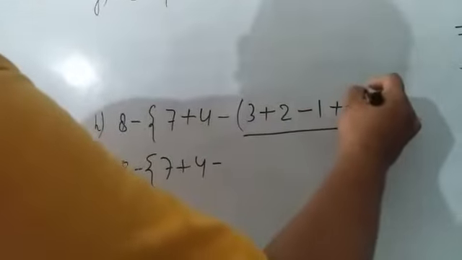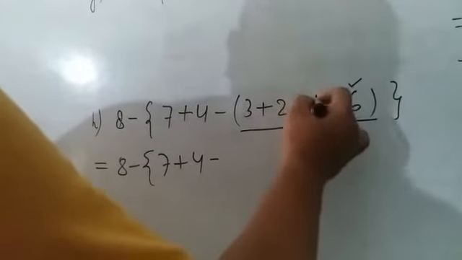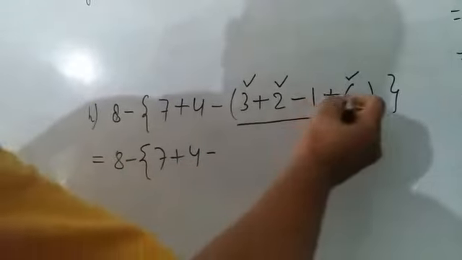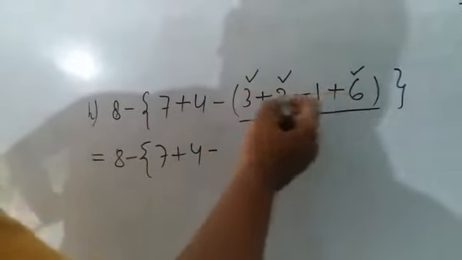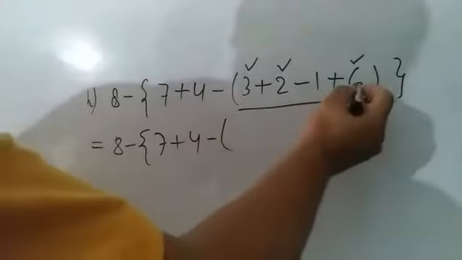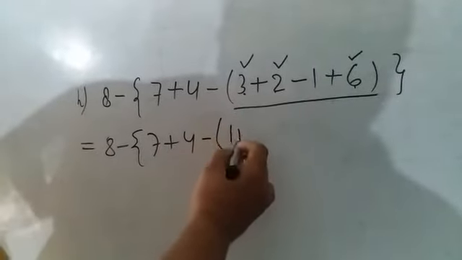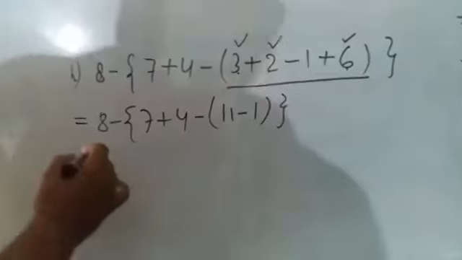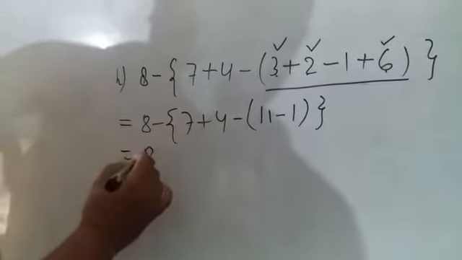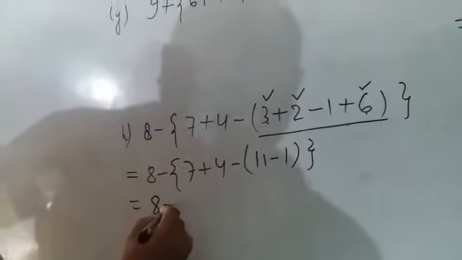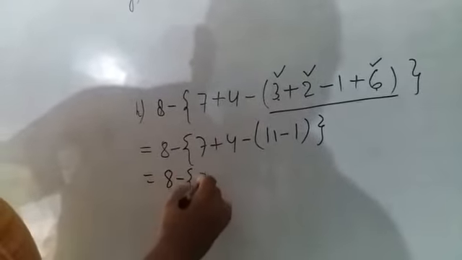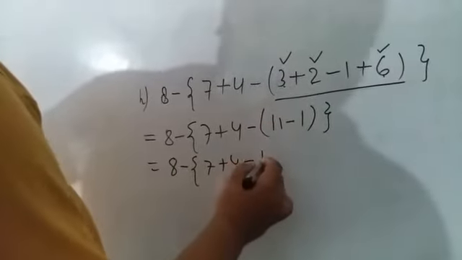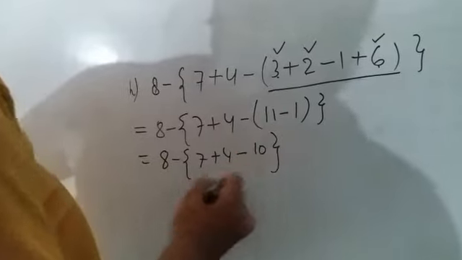Okay, this 6, this minus 1 is a negative, and this is positive, and this is positive. So three numbers are positive numbers, so they should be added. 6 and 3, 9 and 2, 11, minus 1, small bracket close, curly bracket close. Same way you are doing 8 minus curly bracket 7 plus 4 minus, now its difference is 10, curly bracket close.